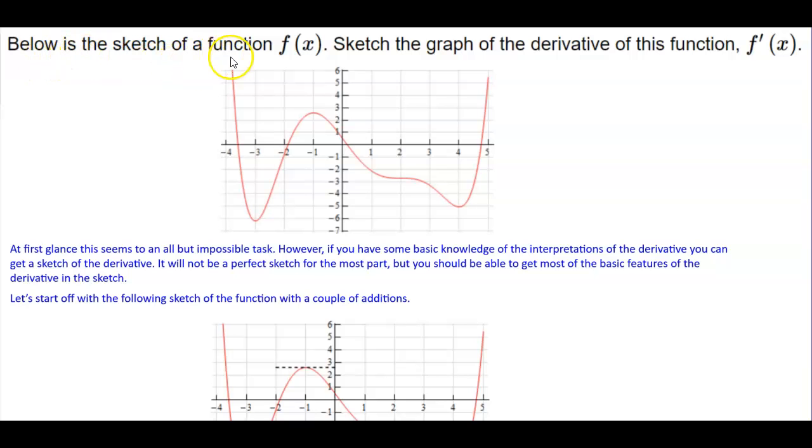Below is the sketch of a function f of x. We want to sketch the graph of the derivative of this function, f prime of x. So let's take a look at this graph.